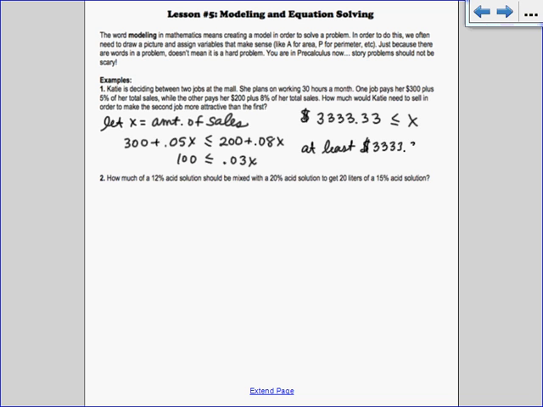Can we just leave it as X has to be greater than or equal to that, or do we have to actually write it as at least? Usually I have you write a little statement. It doesn't have to be a full sentence, just something.